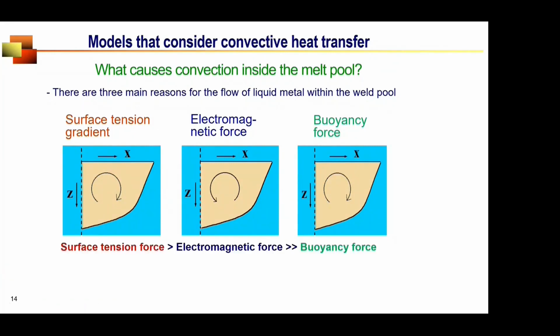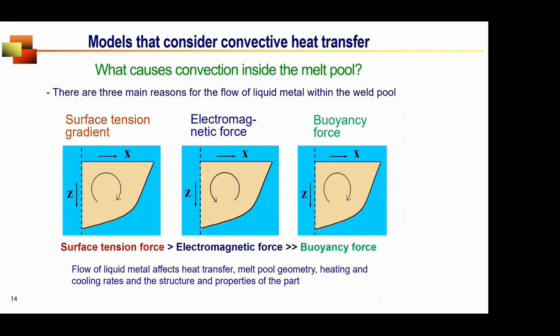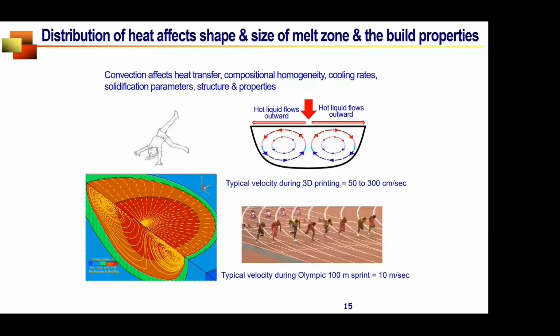If we look at the relative magnitudes, surface tension force is the dominant force in most cases. And then the buoyancy force is the least important force, and electromagnetic force, depending on the current and voltage, usually lies between these two extremes, the surface tension force and the buoyancy force. Flow of liquid metal affects the geometry, the heating and cooling rates, and the microstructure and properties.